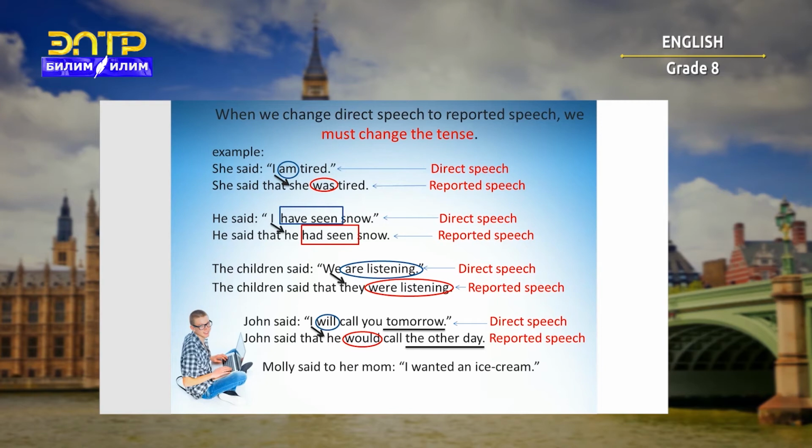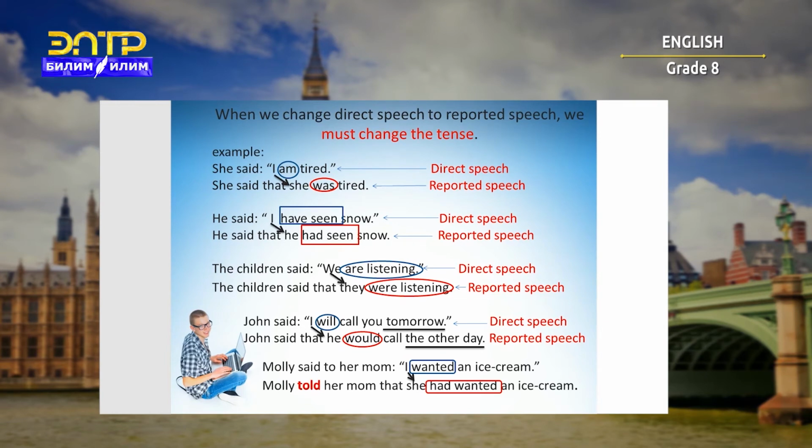One more sentence. Molly said to her mom, "I wanted an ice cream." Molly told her mom that she had wanted an ice cream. And we can see that wanted changes to had wanted. Past simple changes to past perfect. But it is not the only change. I changes to she, and said changes to told.